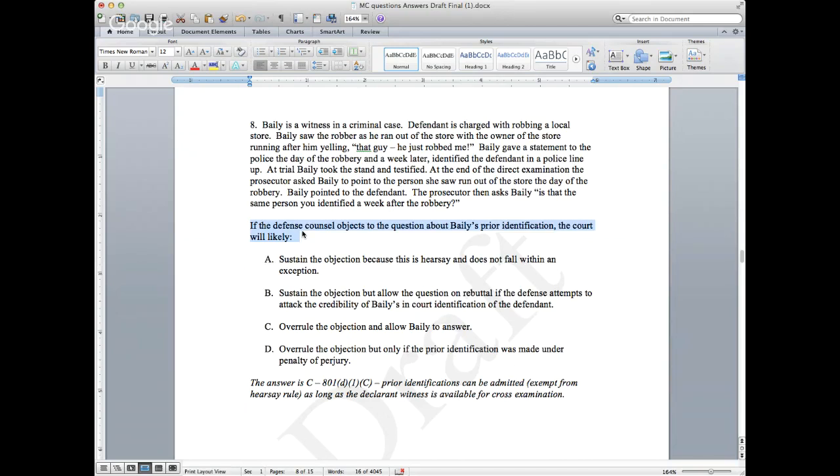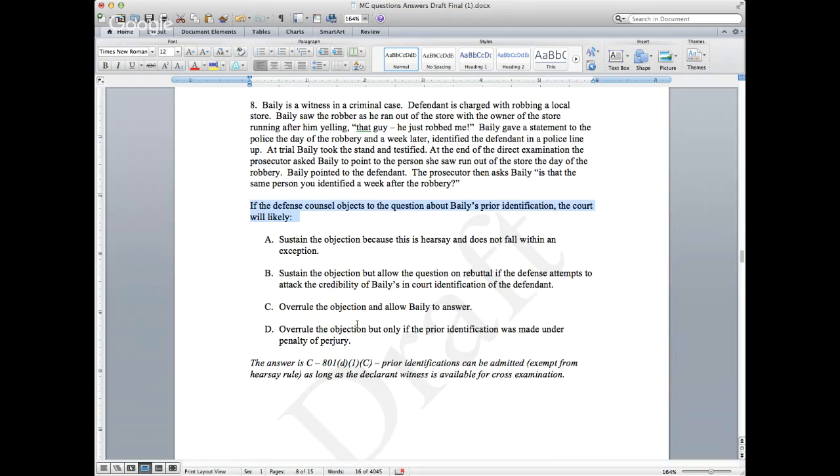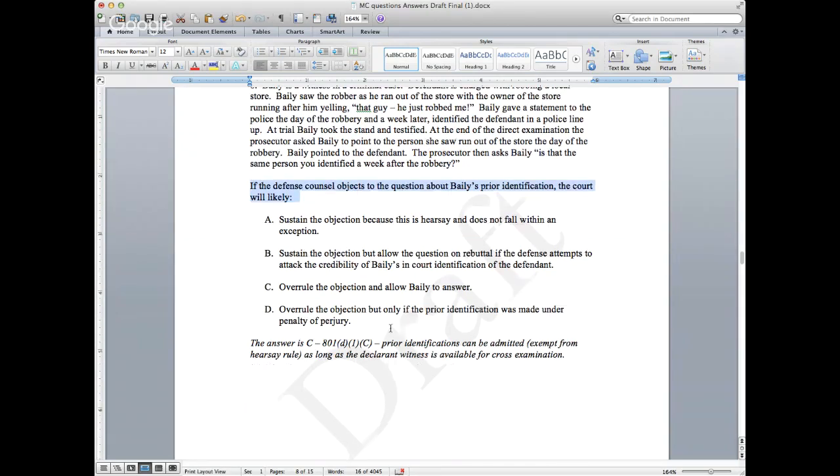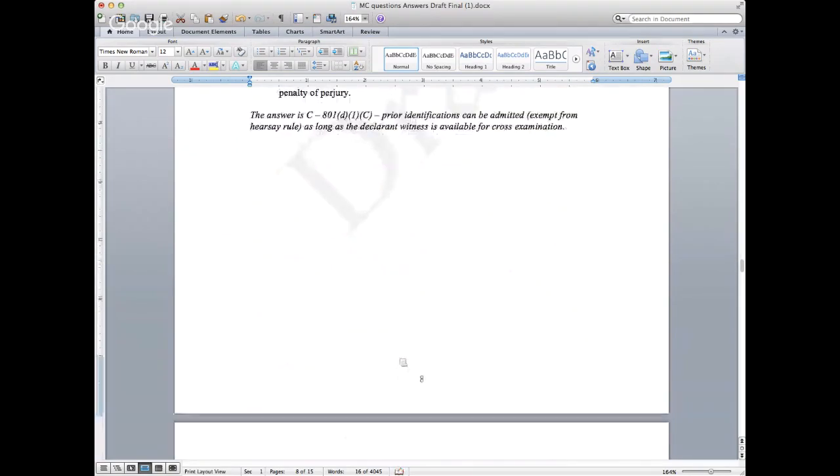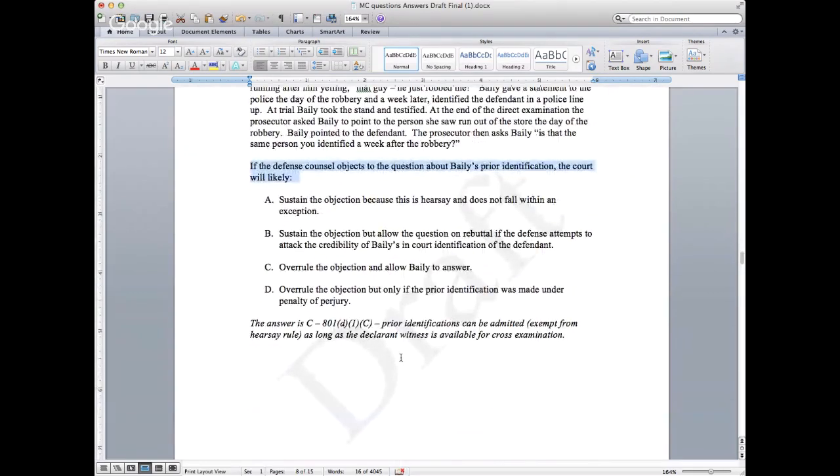So this seems to fit firmly within the exemption to hearsay of prior identifications. The witness is on the stand, available for cross-examination, made a prior identification, and we're checking all the boxes for that exception. Here, C is the answer. We're going to overrule the objection and allow Bailey to answer. The professor writes, prior identifications can be exempted as long as the declarant witness is available for cross-examination, which is here. The declarant witness is on the stand, available for cross-examination.